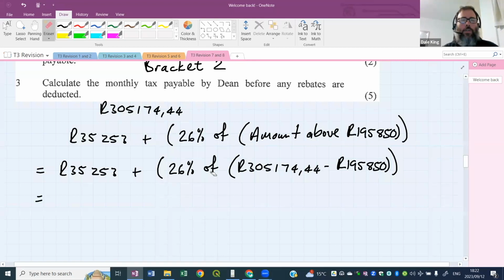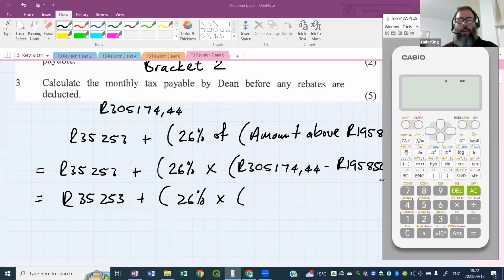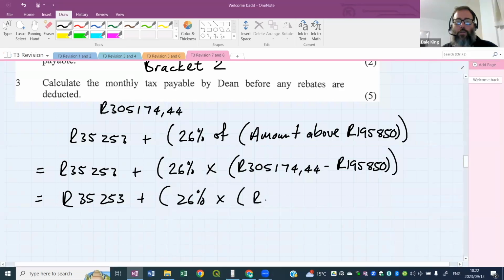But before we do that, I also want to change something because 26% of, we know in math, means times. All right, so I'm going to put a times over there. Now I'm going to get my calculator and do this step by step. Some of you will chuck it all in and get a value. I'm going to do it step by step to show you all the little bits and pieces. So 26% times, and then I want to know what this value is. So I'm going to say 305,174.44 minus 195,850. There we go. And that gives us 109,323.44.